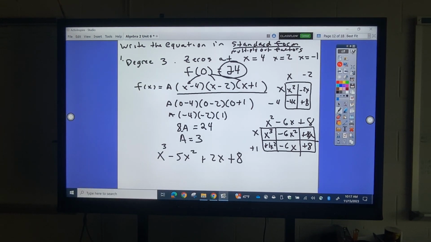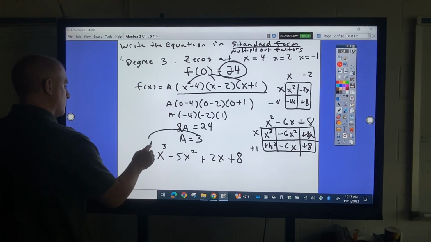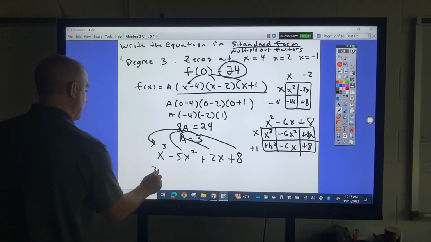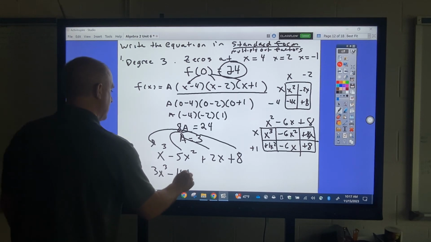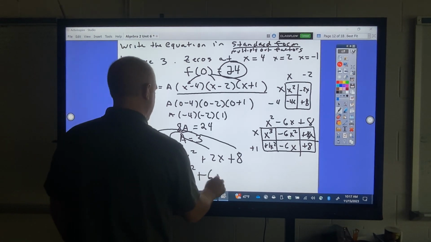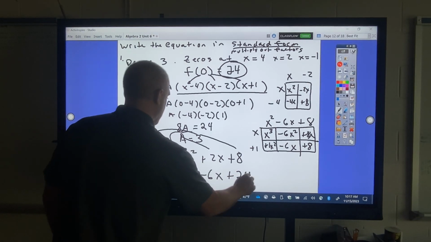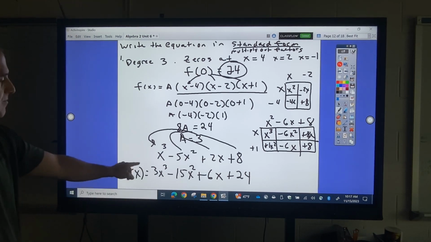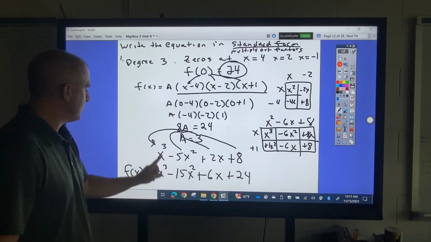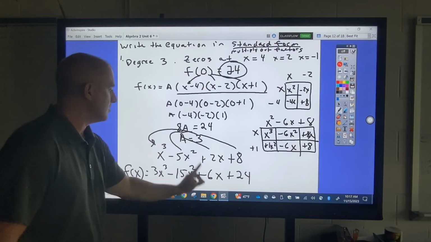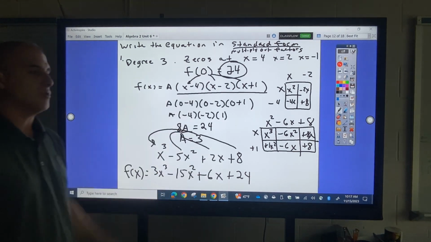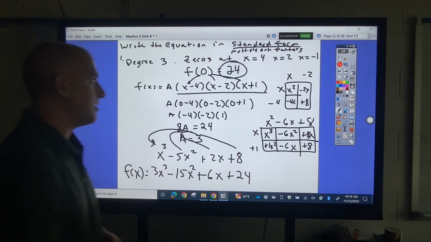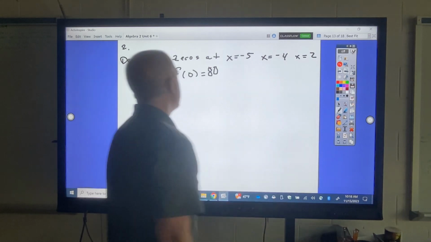And so the idea is I want to take this 3 and now multiply it by all of these. So I get 3x cubed minus 15x squared plus 6x plus 24. And what that does is it keeps the same solutions, but think about what if I put 0 in, calculate that, I would get 24. So that is a little trick to be able to get the polynomial there. Okay, let's do another one of those.